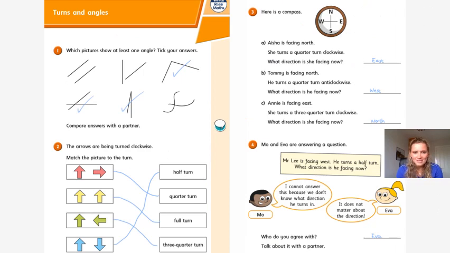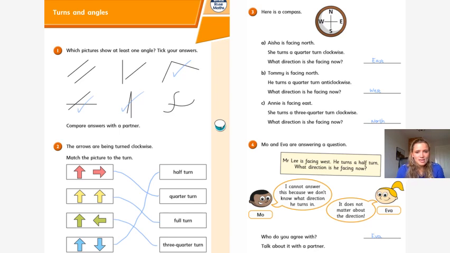So having a look at the answers, which pictures show at least one angle? So you have to tick them. We could obviously tick where they are on here. You could actually also say that the bottom right one has also got angles on as well, because it is still 2 lines meeting at a point.